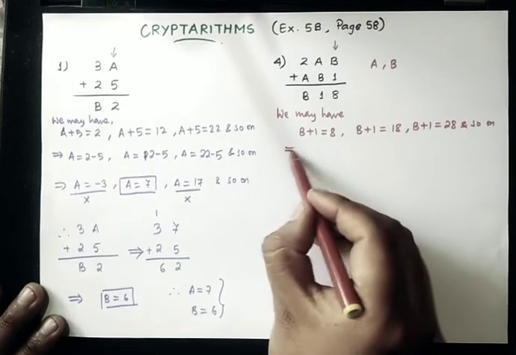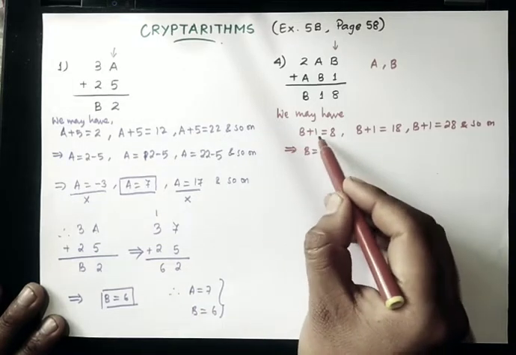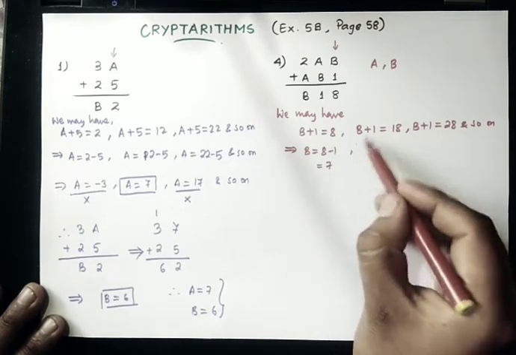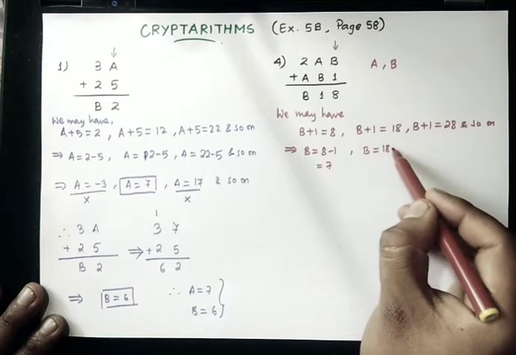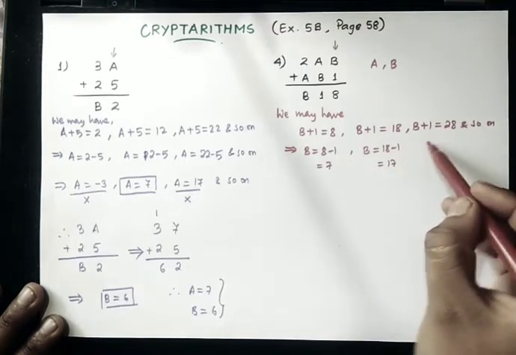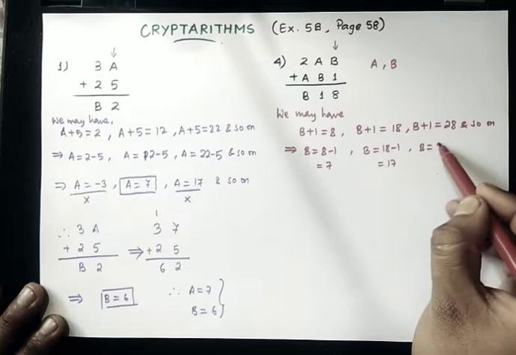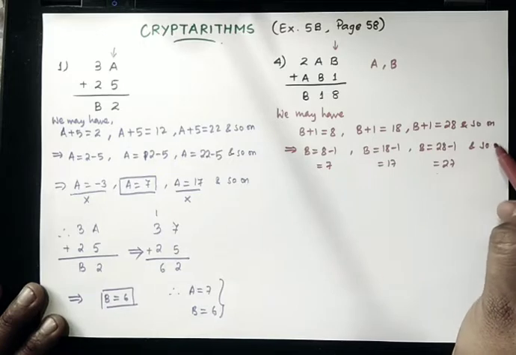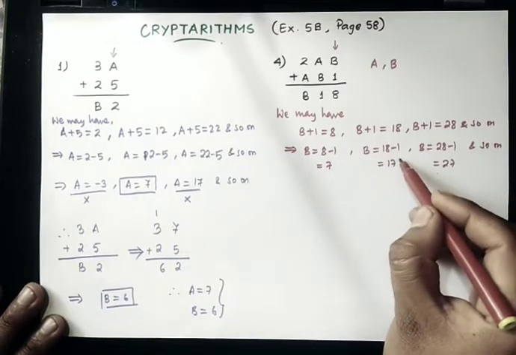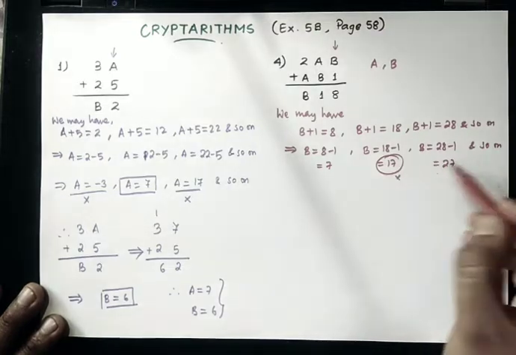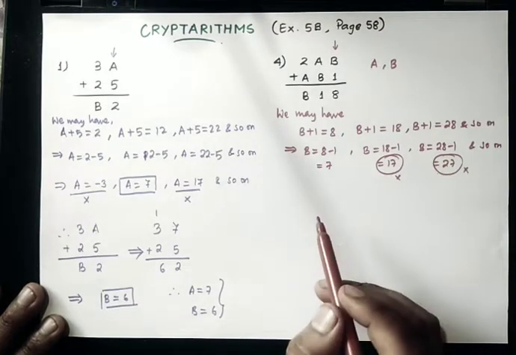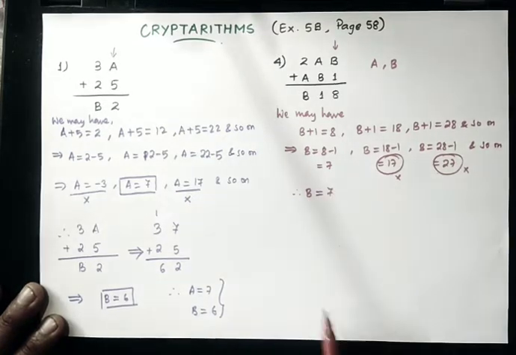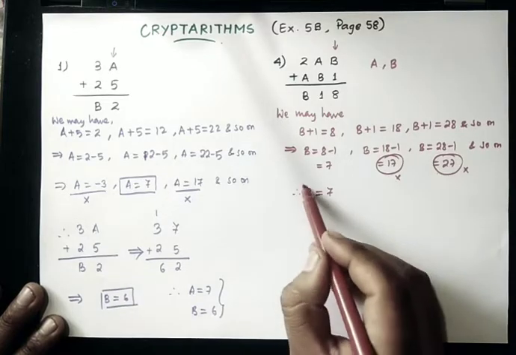From the first one, what is the value of b? b will be 8 minus 1, that is 7. From the second one, I may have b equals 18 minus 1, that is 17. From the third one, b equals 28 minus 1, which is 27 and so on. Definitely these cannot be our answer because they are double digit numbers. So the value of b will be 7. Is that clear? This is my one answer.